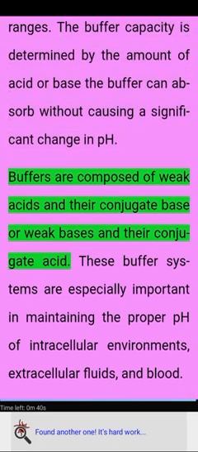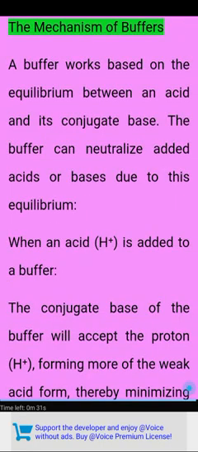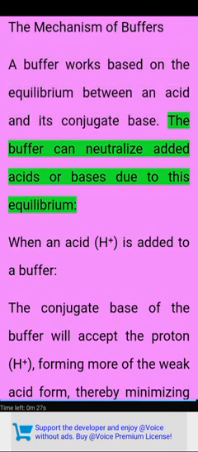Buffers are composed of weak acids and their conjugate bases, or weak bases and their conjugate acids. These buffer systems are especially important in maintaining the proper pH of intracellular environments, extracellular fluids, and blood. The mechanism of buffers: a buffer works based on the equilibrium between an acid and its conjugate base. The buffer can neutralize added acids or bases due to this equilibrium.